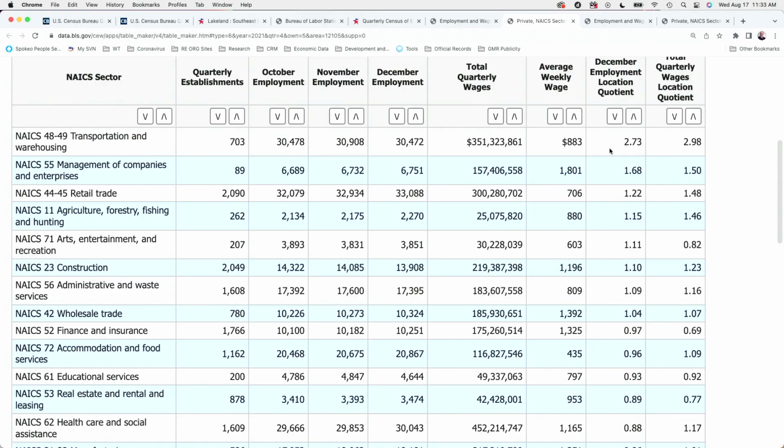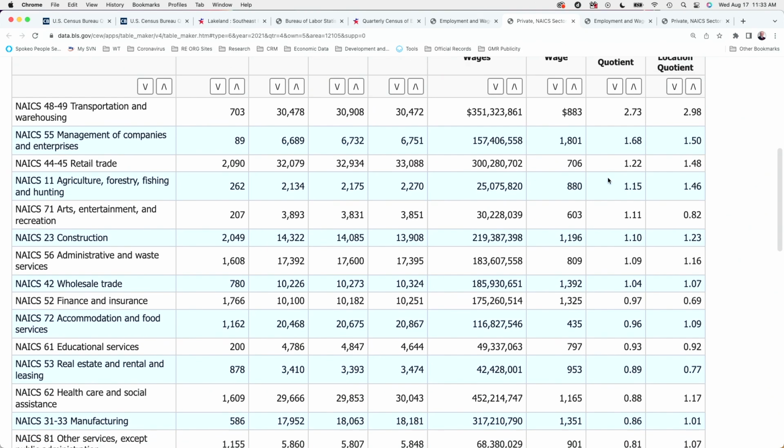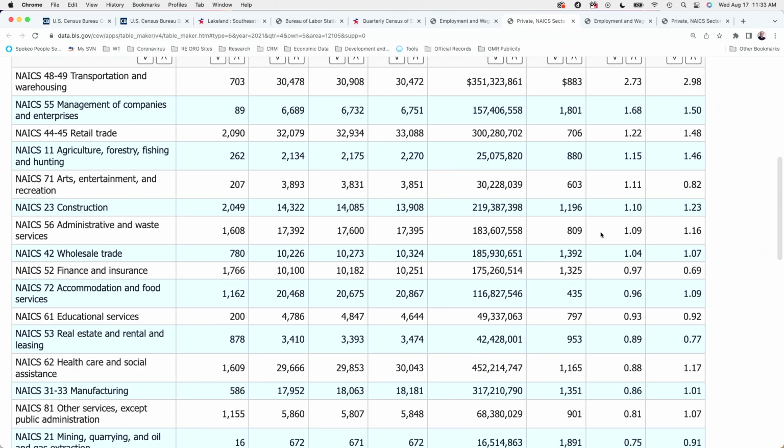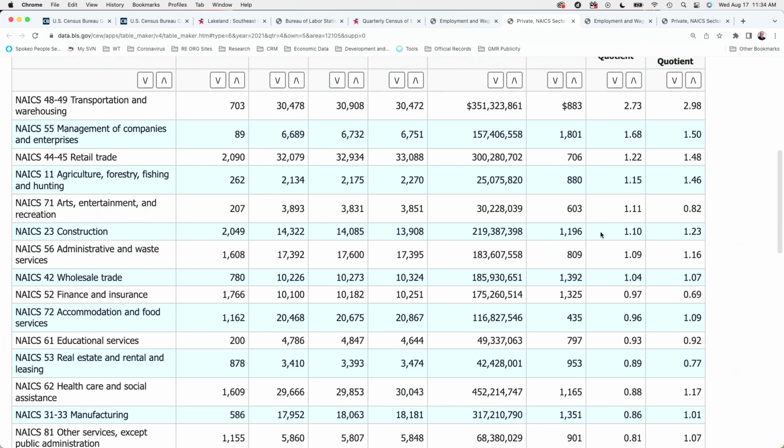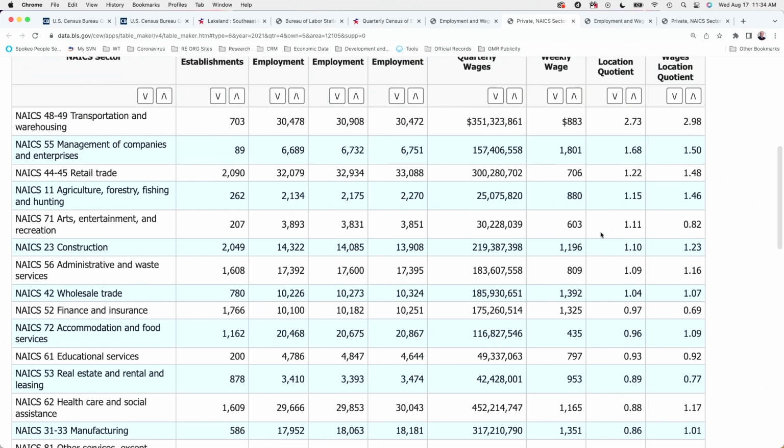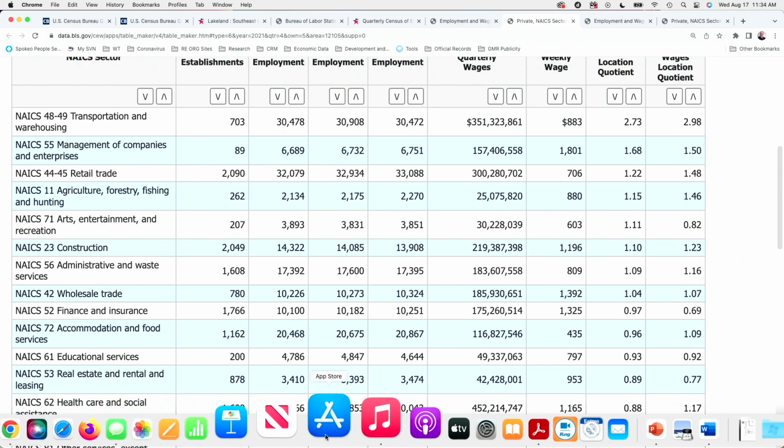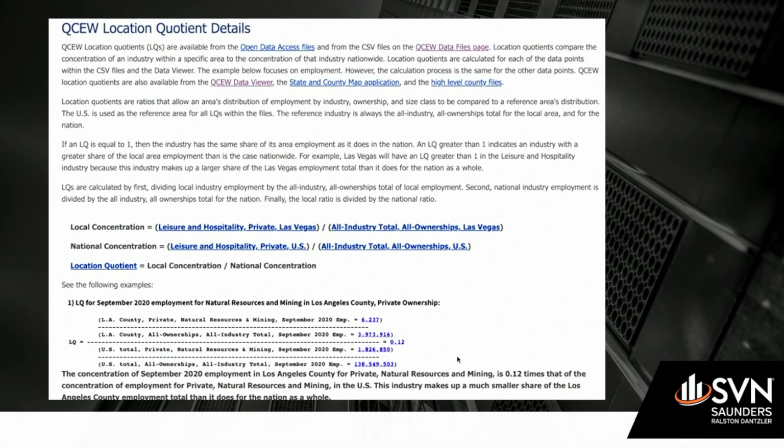So in our market, in the Lakeland-Winter Haven Metropolitan Statistical Area, Polk County, we have 2.73 times as many jobs in transportation and warehousing as the national average. We can see management of companies. We've got some headquarters here. That's the reason for that looking good. Retail trade. And then, when you get to one, we're about the same as the national. So this is a good way to see where the big strength in our economy is, and things to watch out for associated with that. As I mentioned, the location quotient details explanation is actually pretty simple. It just shows the ability to categorize outperformance.